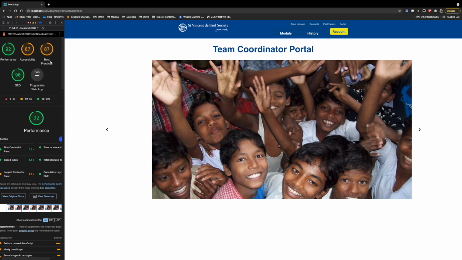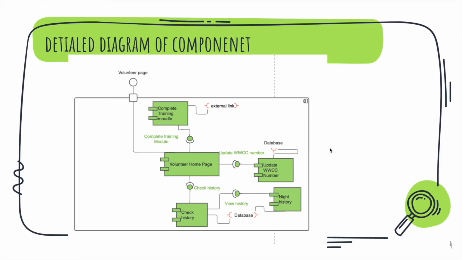Each time we will evaluate the Lighthouse scores and see what we can improve in our website design for future development. So let me introduce the functionality of the volunteer page. Here is a detailed diagram of the components of the volunteer page. The volunteer page consists of 4 main pages. One is the home page. And the other 3 are functionalities that can complete the training model, update the WWCC number, and check history.